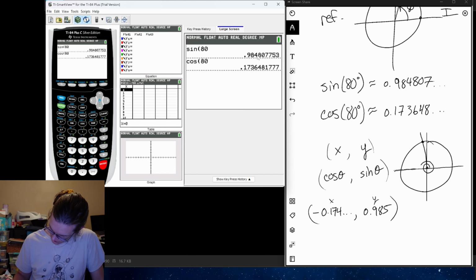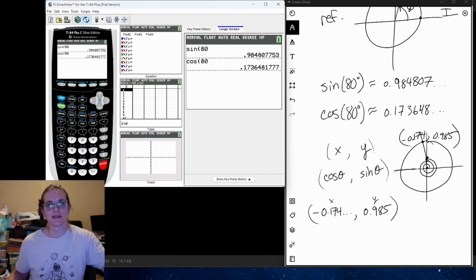Once around, twice around, and then another 100 degrees. And the answer is this, 0.174, comma 0.985. It's kind of a crazy example. Just wanted to show an extreme example.